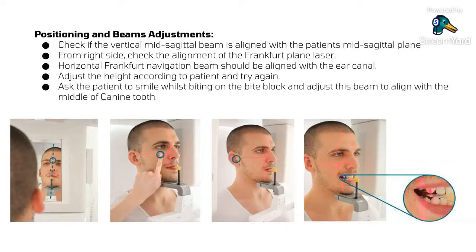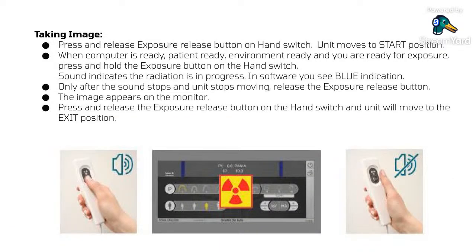Okay. Then at the end, in the last picture, you can see that you will ask the patient to smile while biting on the block, and you will adjust this beam with the middle of the canine tooth. Okay. The newer machines have this specific feature. Okay. All right. What you will do next is you will now take the image.